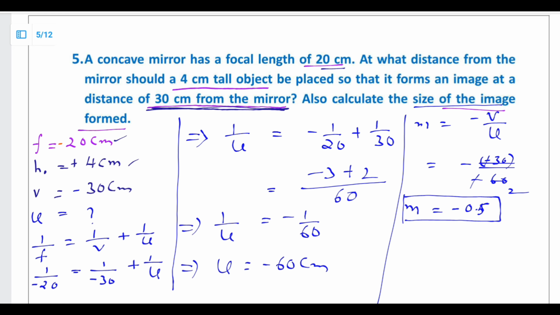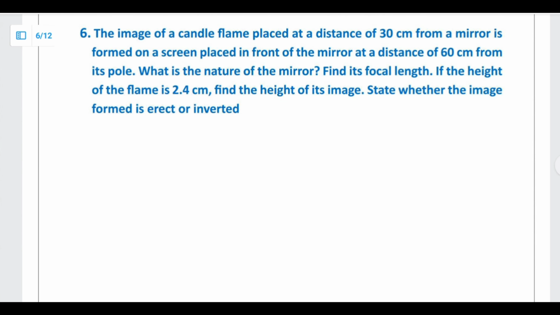And m equals to hi by h naught. You are asked to calculate the hi. Hi is equal to m into h naught. M equals to how much? Minus 1 by 2. H naught is equal to 4 centimeters. So hi is equal to minus 2 centimeters. Next question.